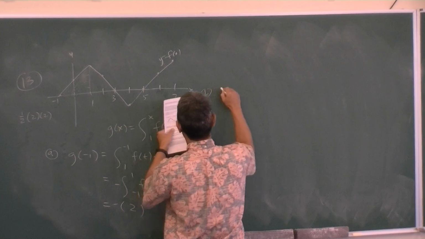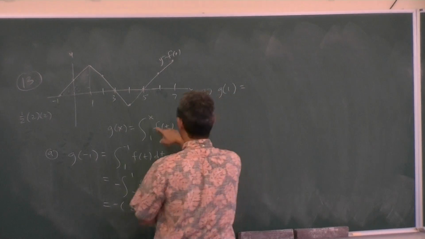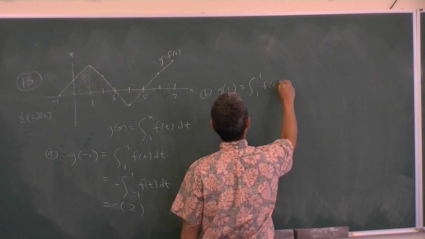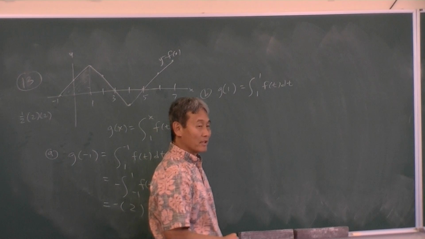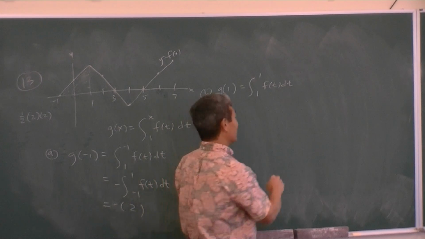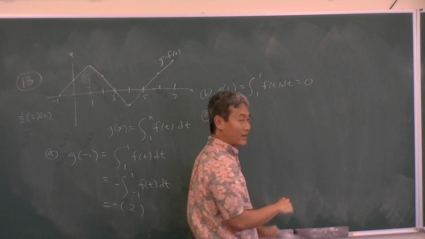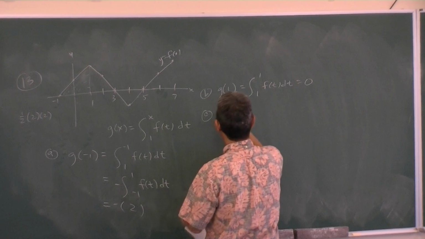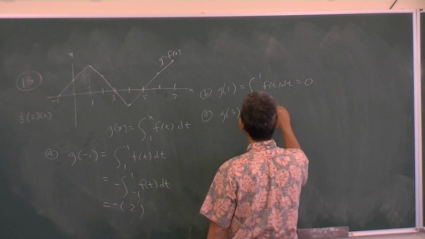B. G of 1. If I plug in 1 for x there, you get the integral from 1 to 1 of f of t dt. If anybody misses this here, I will be very upset. What is the integral from any number to itself? 0. Then how come some of you are only writing it down now? You didn't do the homework. Okay, plug in 3. Integral from 1 to 3 of f of t dt.